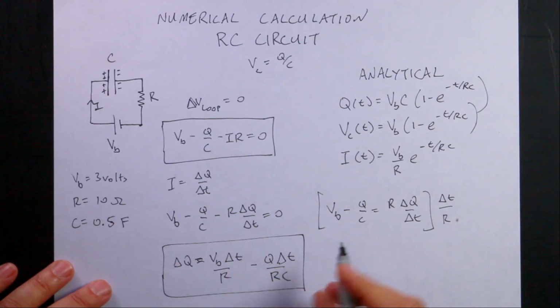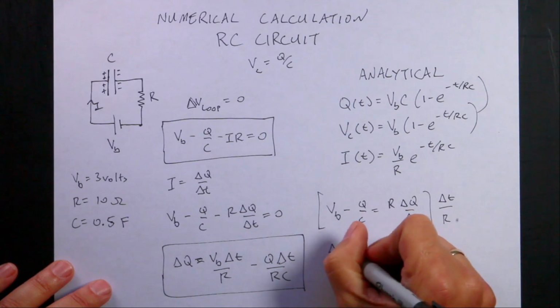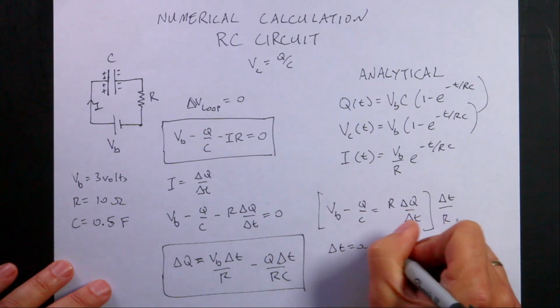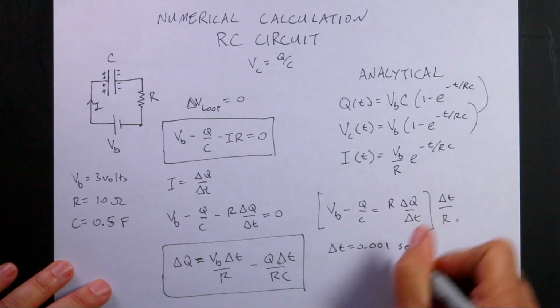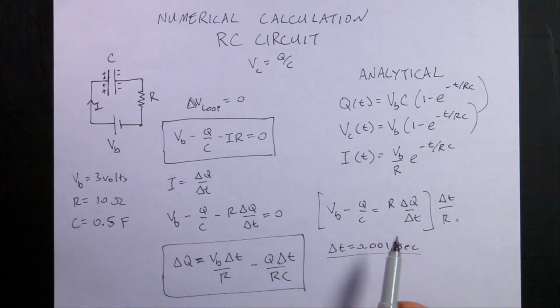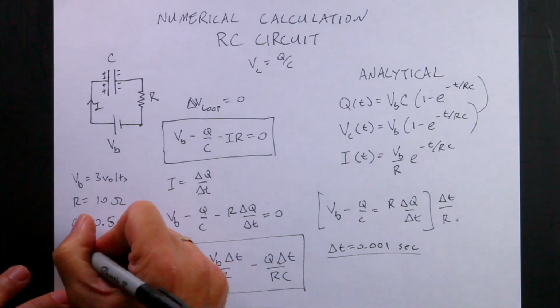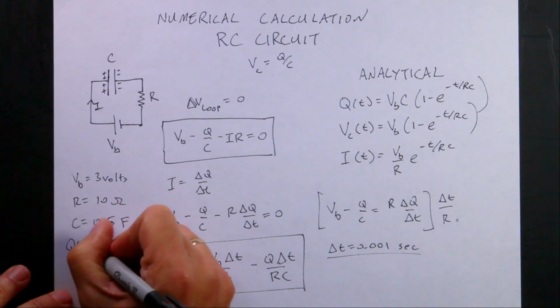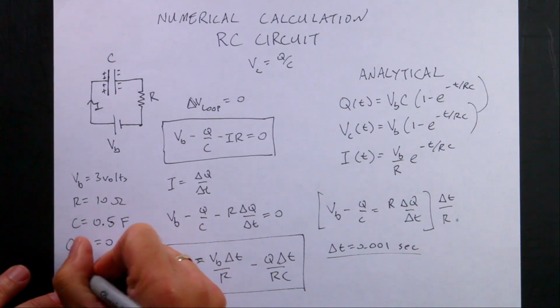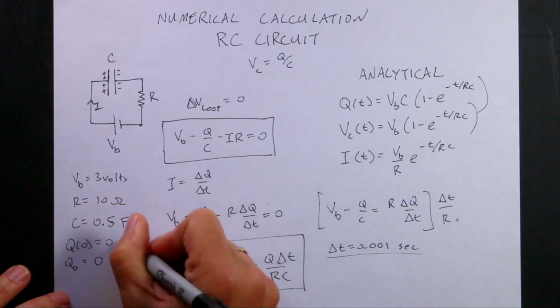Now, suppose I pick delta T equals 0.001 seconds. And I actually know the value of the battery. I'm going to say 3 volts, the resistance, and the capacitance. I know all those things. And also I know that at t equals 0, Q of 0 is 0. I'll call this Q0 equals 0 coulombs.